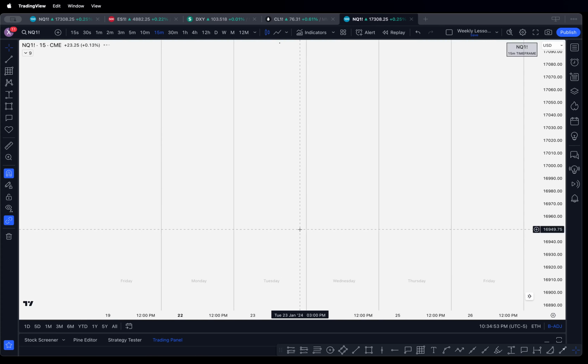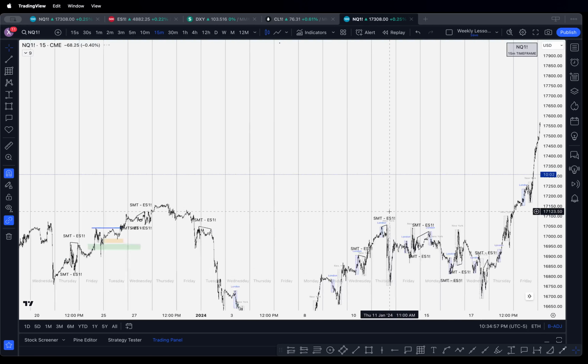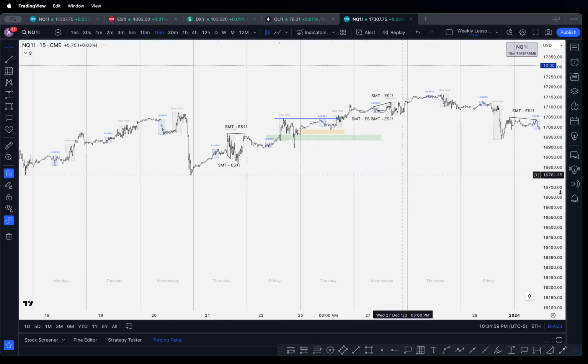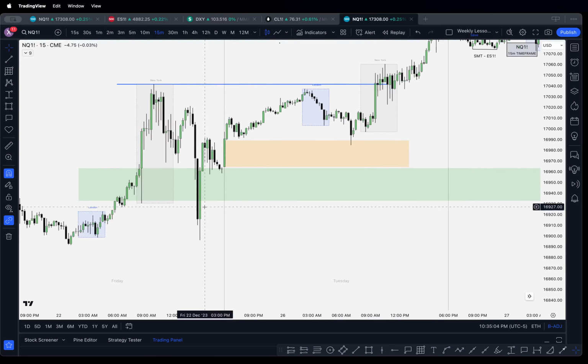Doesn't matter. You want to use your intermediate time frame now, right? Because remember, once you're looking at the 4-hour market maker model, you're going to be using your intermediate time frame for structure, right? So 4-hour PD array, 15-minute structure. Okay, so here's the 4-hour PD array, 15-minute structure.